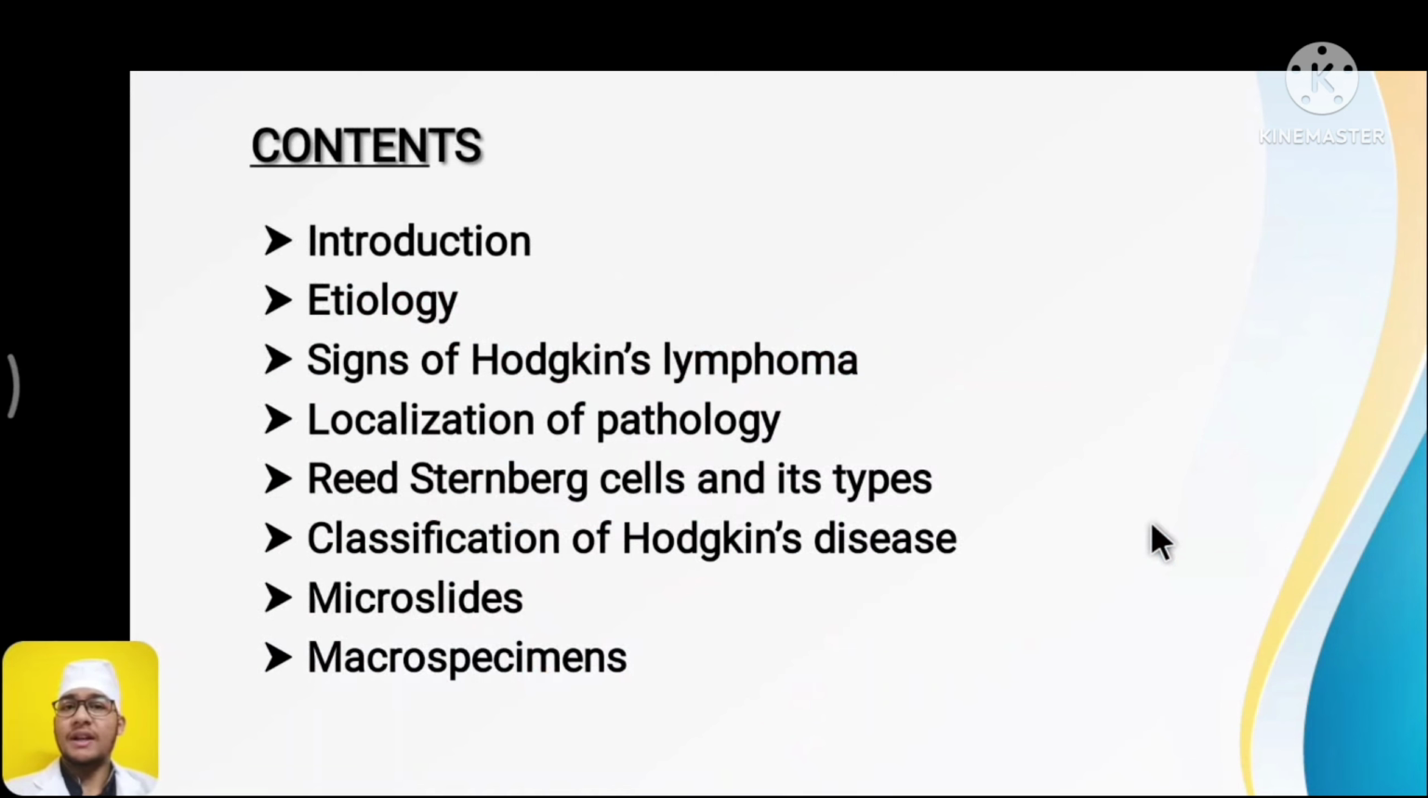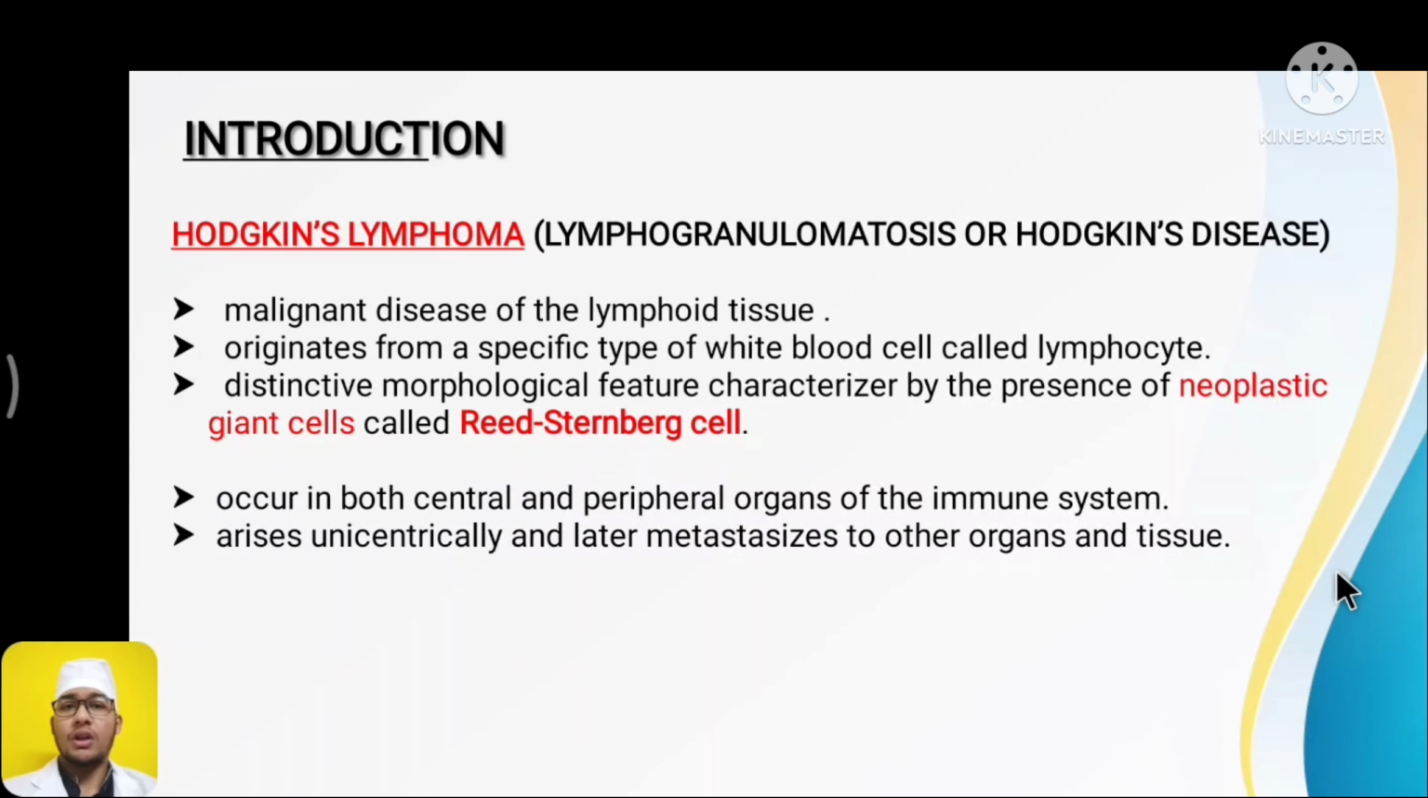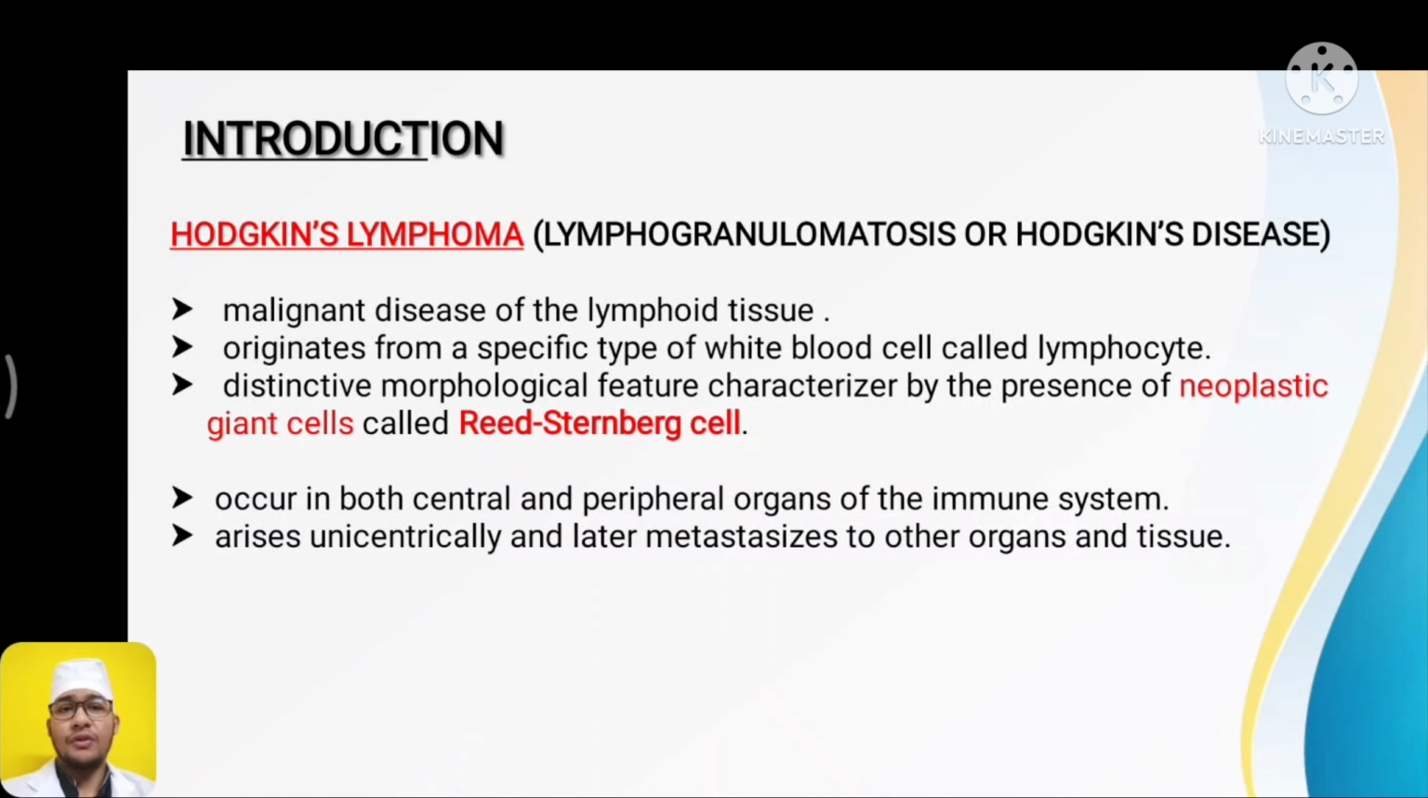So these are the contents of the presentation which we are going to discuss today. First will be the introduction. Hodgkin's lymphoma, also called lymphogranulomatosis or Hodgkin's disease, is a malignant disease of the lymphoid tissue whose distinctive morphological features are characterized by the presence of neoplastic giant cells called the Reed-Sternberg cells.